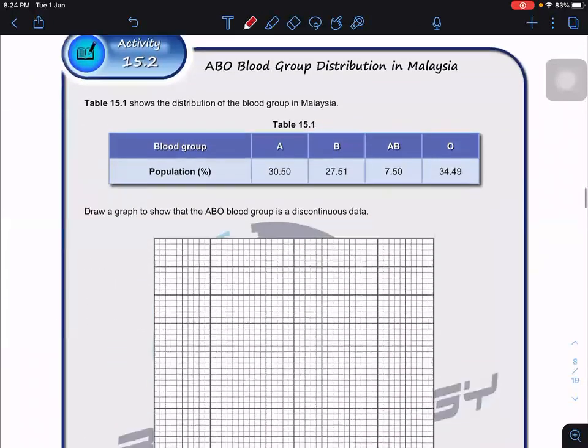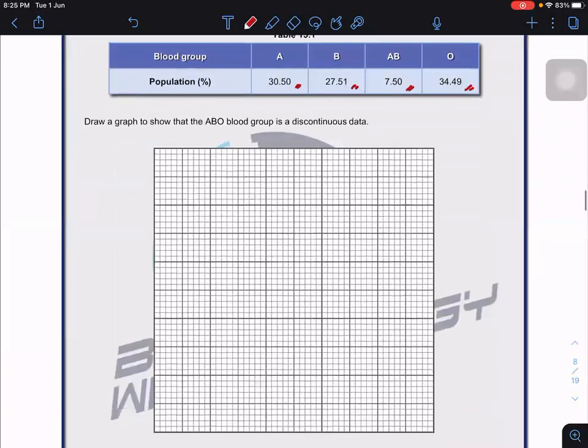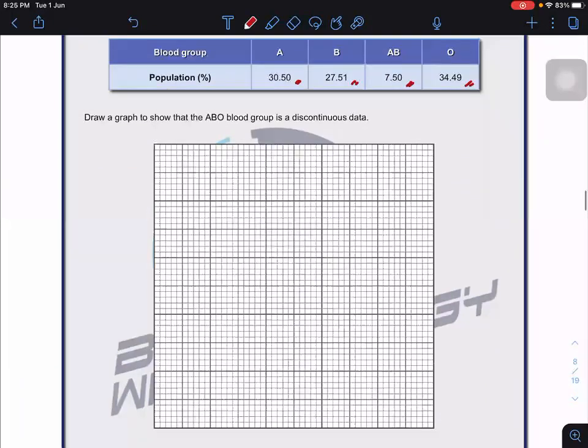For example, in this case, the ABO blood group distribution in Malaysia: you compare blood group A 30.50, 27.51, 7.50, 34.49. With this kind of data, what are you going to plot? You can't plot a histogram, because it's a discontinuous variation. So we won't plot a histogram. We're going to plot a bar chart, and it won't show us a normal distribution.